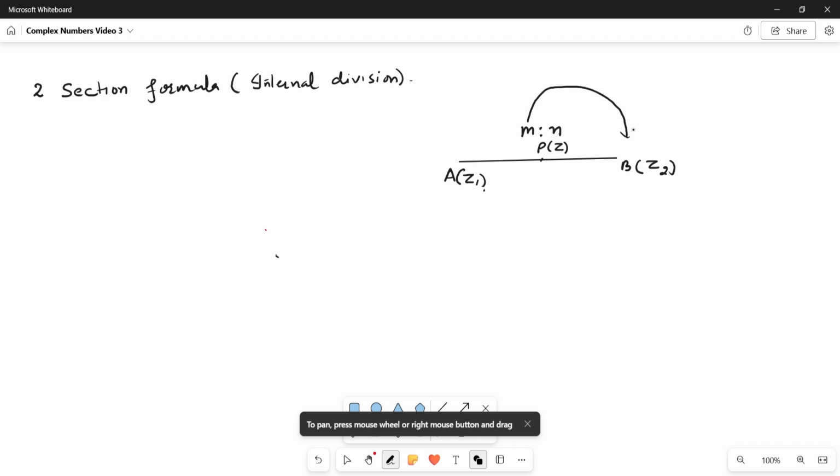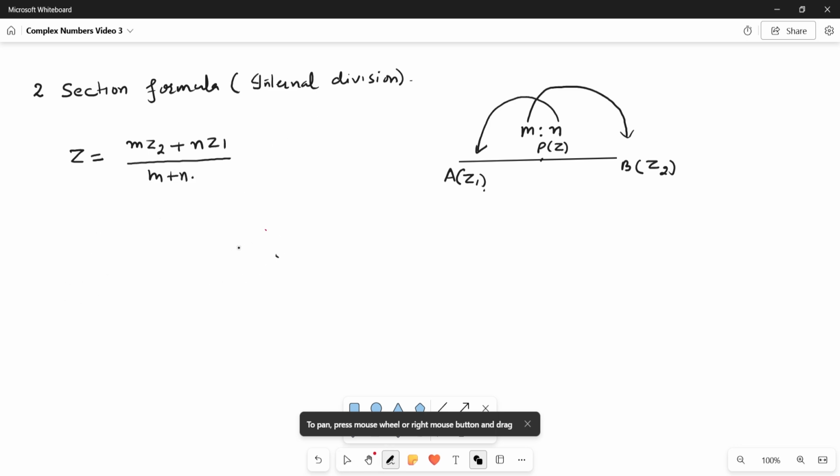So we multiply m to Z2 and multiply n by Z1. So the complex number Z will be mZ2 plus nZ1 upon m plus n.